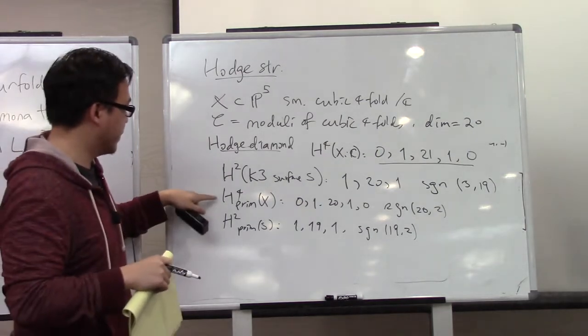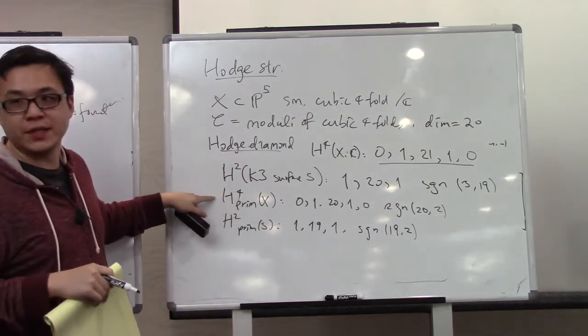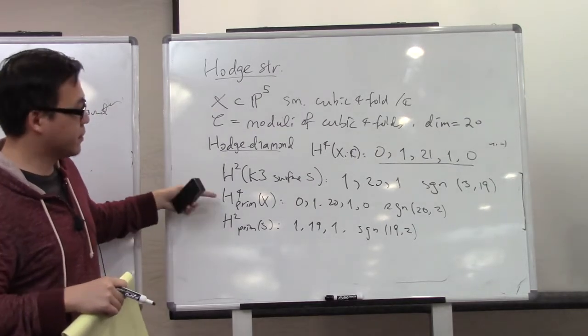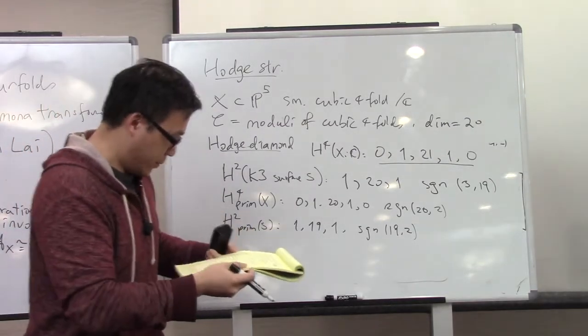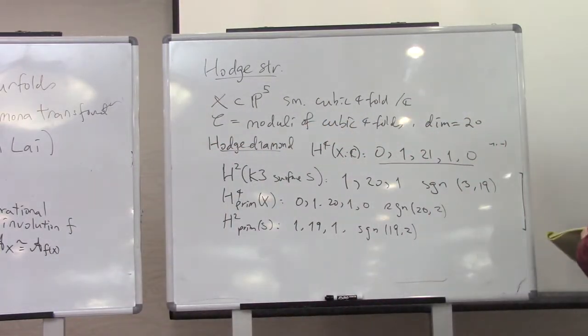So now if we compare these two, now if we cut down one more dimension in H2 too, then they will have the same signature. Then we can hope that they may be the same. So that's a definition to define.